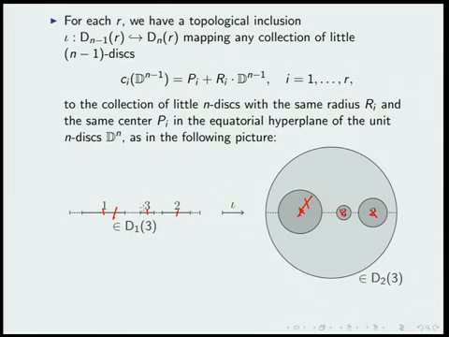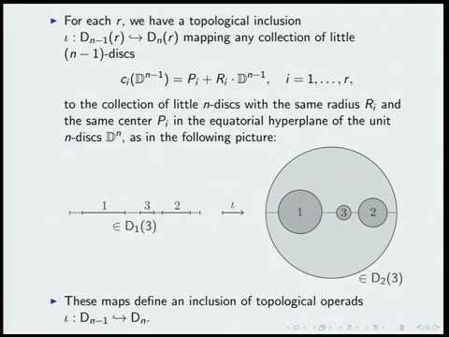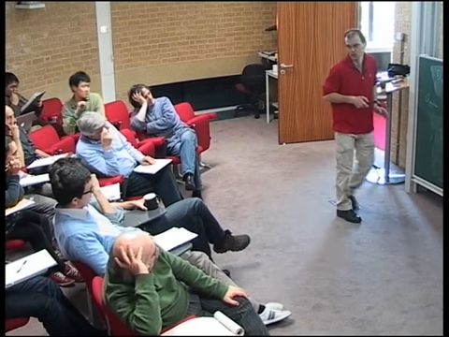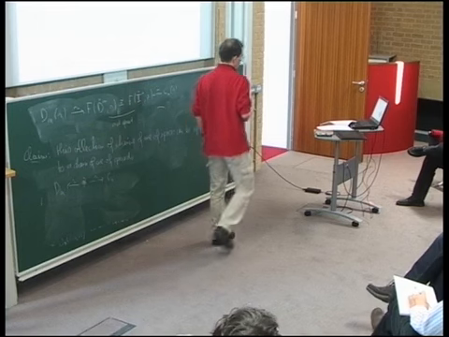Okay. So here I keep the radius too. And that way I get an operad map. And actually it's a topological inclusion, which means that the spaces D_{n-1} can really be identified with subspaces of D_n. And you can easily check that this topological inclusion preserves the operadic structures, the symmetric structures and the composition structures.